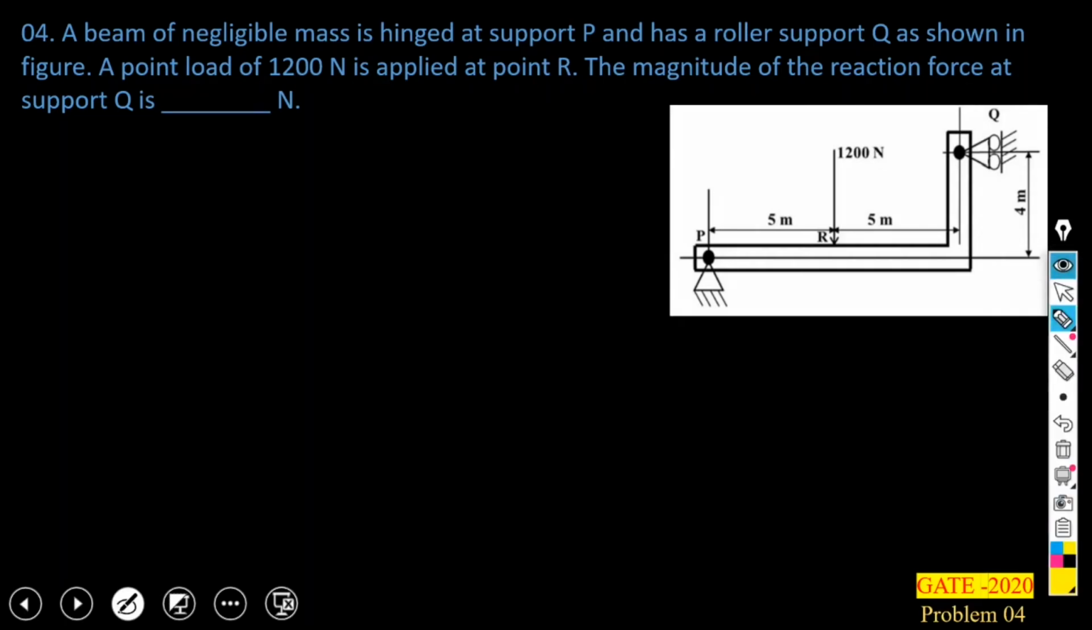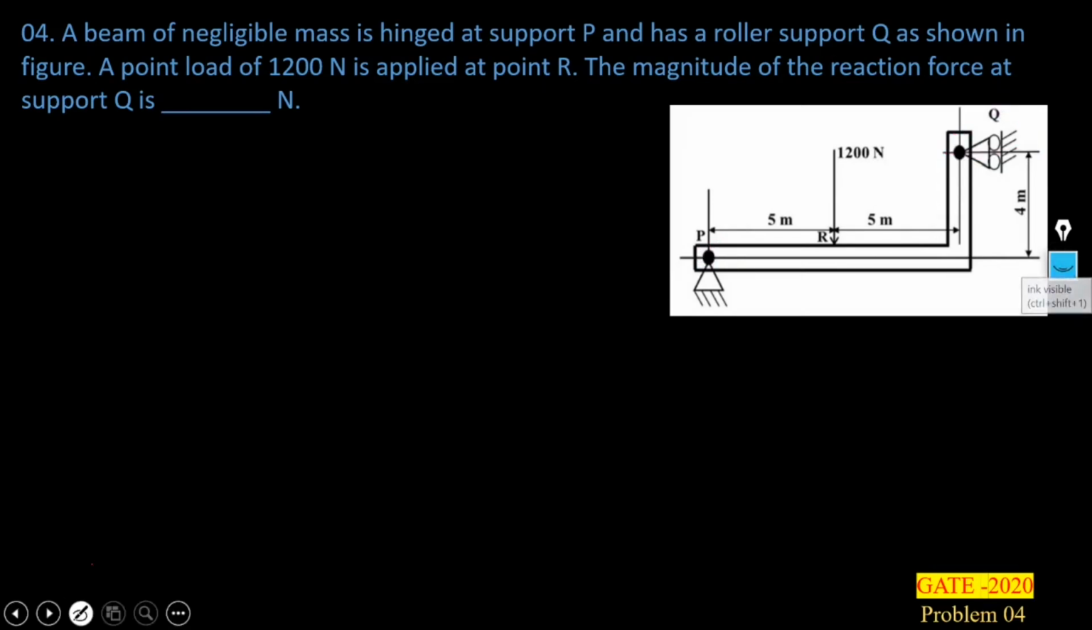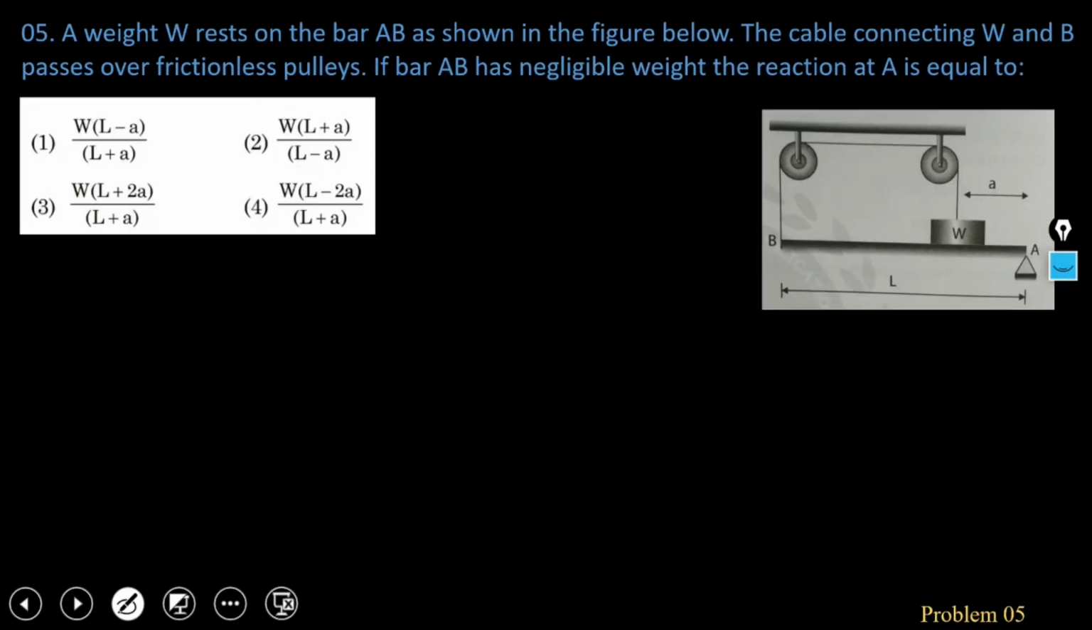Here we need to find the magnitude of reaction force at support Q. Let me take moment about point P in this case. Then this is RQ, the reaction at Q. Then RQ into 4 is equal to 1200 into 5. Then RQ is equal to 1500 newtons. Let's take problem number 5.